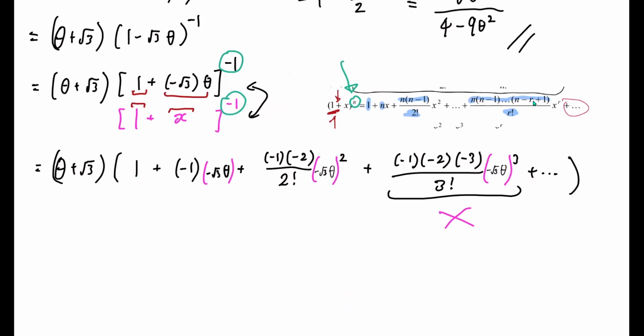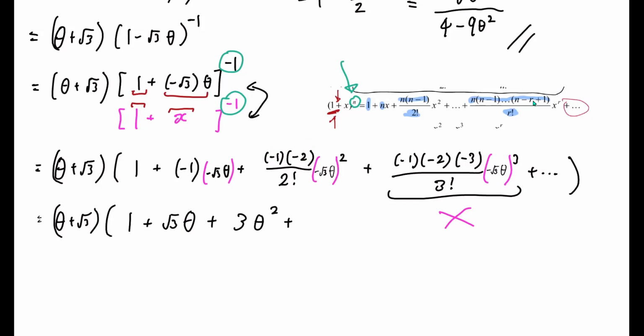So we're going to expand everything out and simplify first. So we end up with, let's see, theta plus √3 multiplied by 1. This minus becomes a plus √3 theta. Plus this one: negative times negative gives me positive, because there are 2 copies. An even number of negatives gives me a positive power. 1 times 2 is 2 over 2 factorial. That's just 1. I can simplify. Then -√3 squared becomes just 3 theta squared.